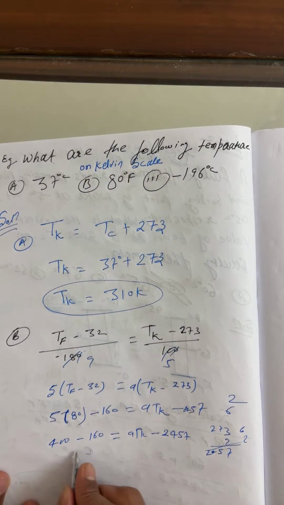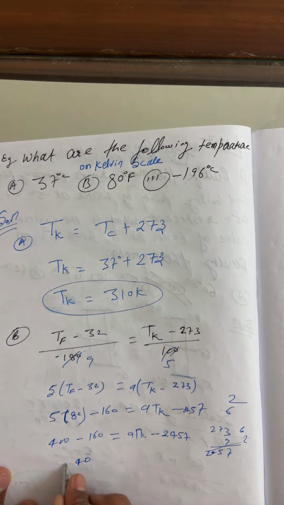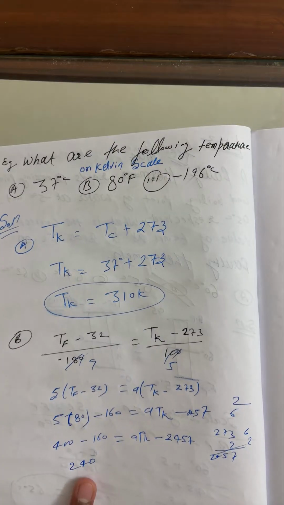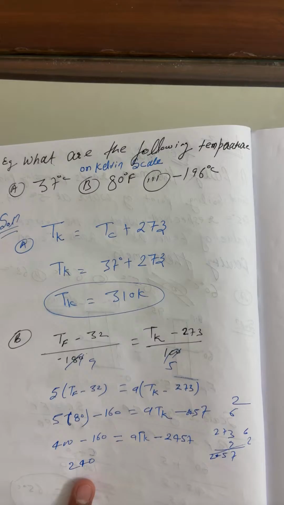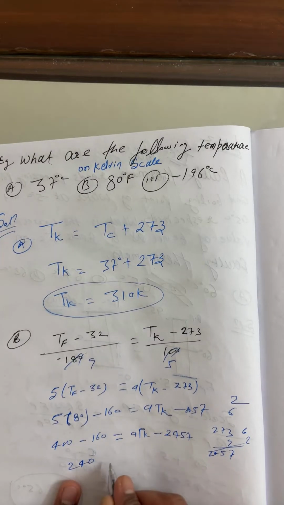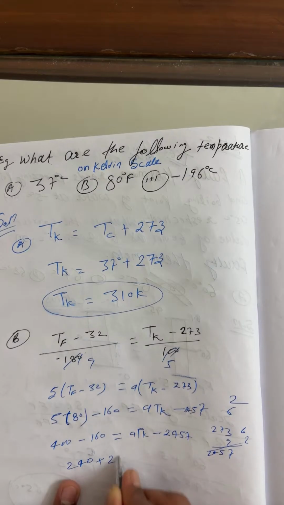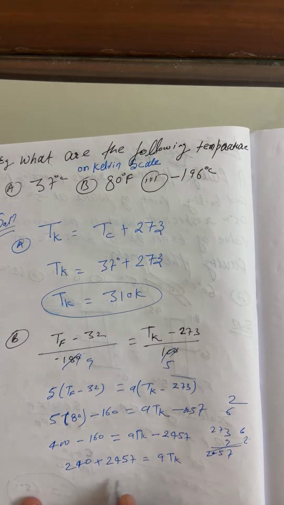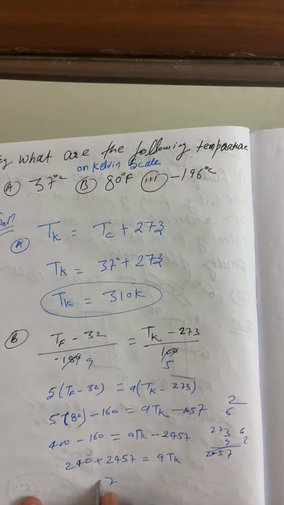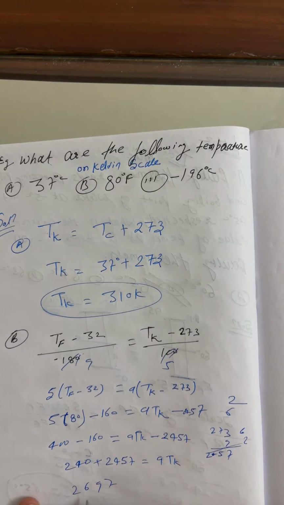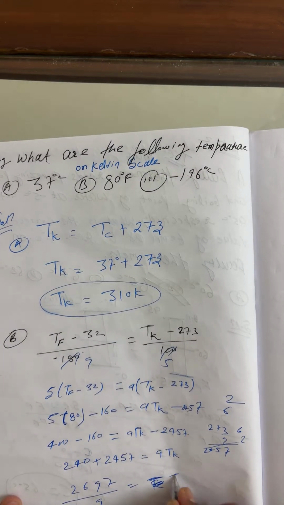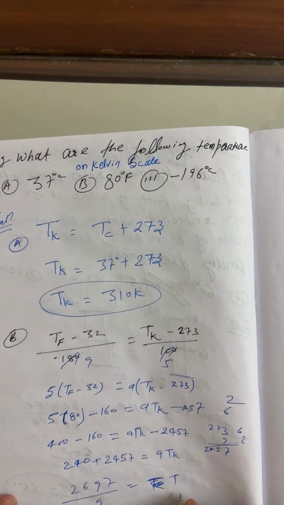So how much is coming here? This is 240, yes. It is equal to 9 times temperature in Kelvin minus 2457, so 9 times temperature equals this plus 2457. It is just simple, you can add: 7 plus 4 is 9, 4 plus 2 is 6, 2 plus 2 is 4. So you will get temperature in Kelvin.